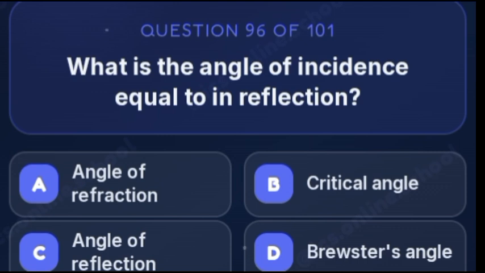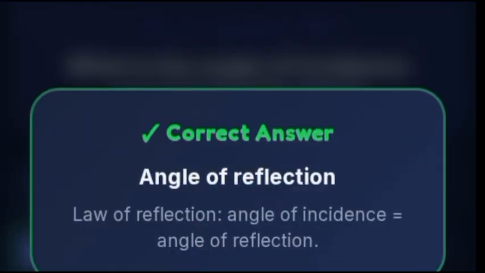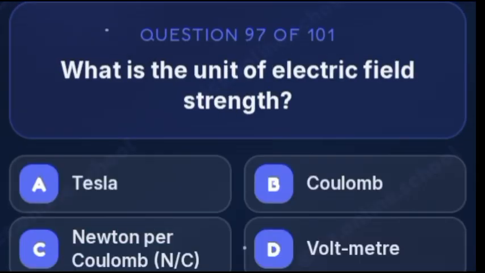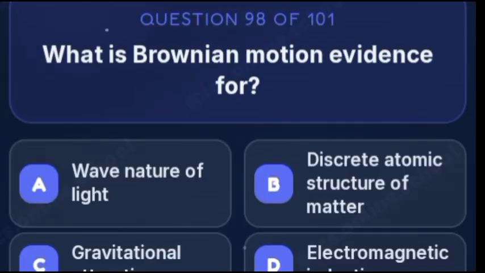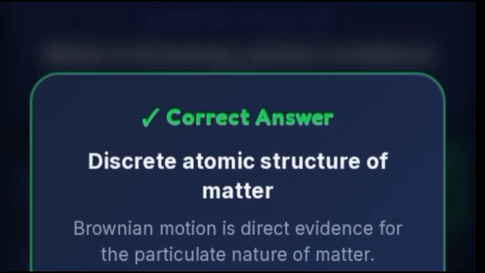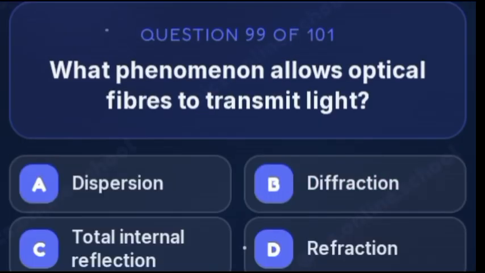What is the angle of incidence equal to in reflection? Angle of reflection. What is the unit of electric field strength? Newton per Coulomb. What is Brownian motion evidence for? Discrete atomic structure of matter.